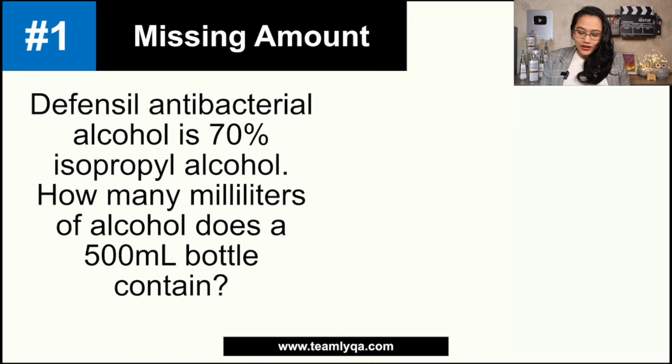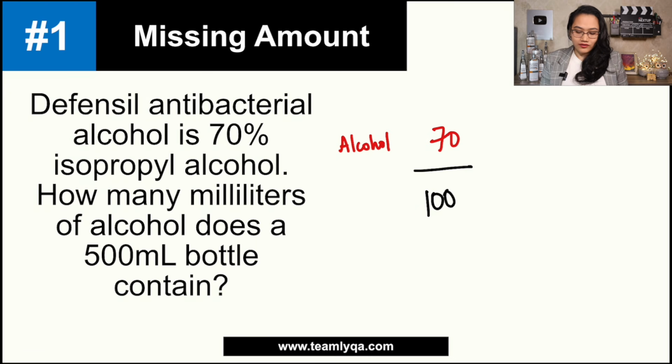Now, anong gagawin natin doon? Titingnan lang natin yung pattern. Na kapag sinabi na 70%, again, nakalagay din sa likod, ang gagawin mo lang, yung alcohol is 70 ml sa bawat 100 ml. Okay? So, 70 ml na alcohol sa bawat 100 ml na Defensil isopropyl alcohol. Okay? Now, sa kabilang side, kukunin natin yung kung paano naman kung 500 ml yung ating bote.